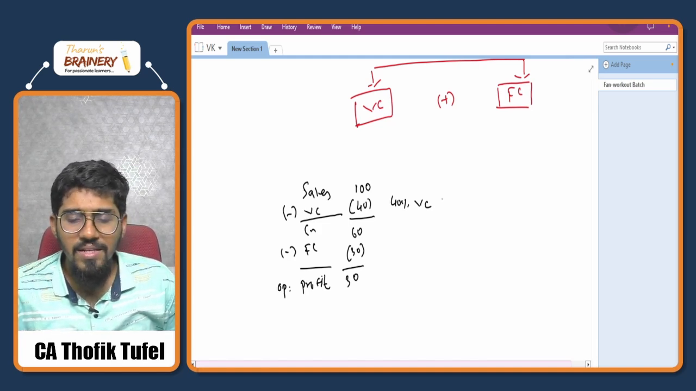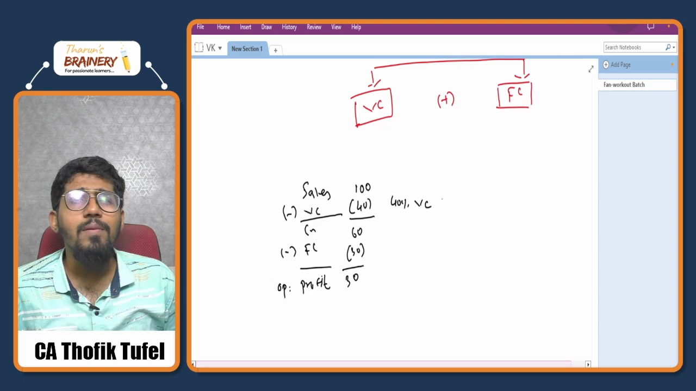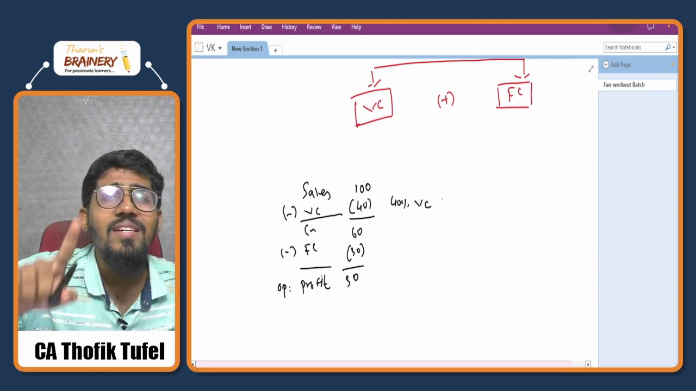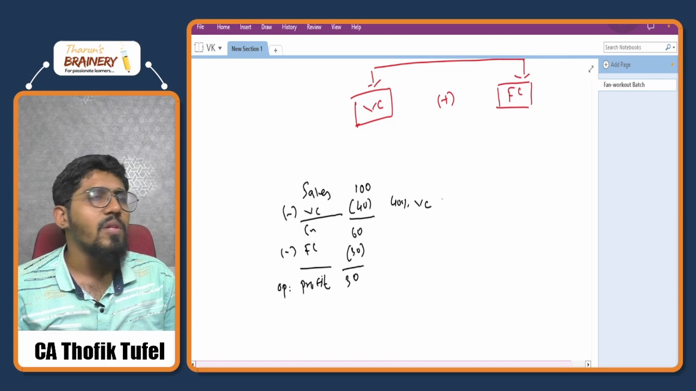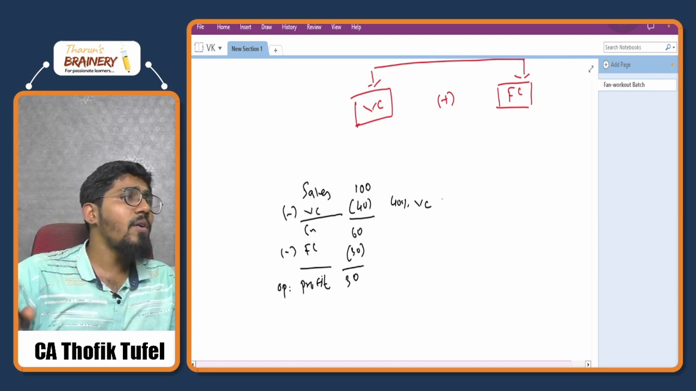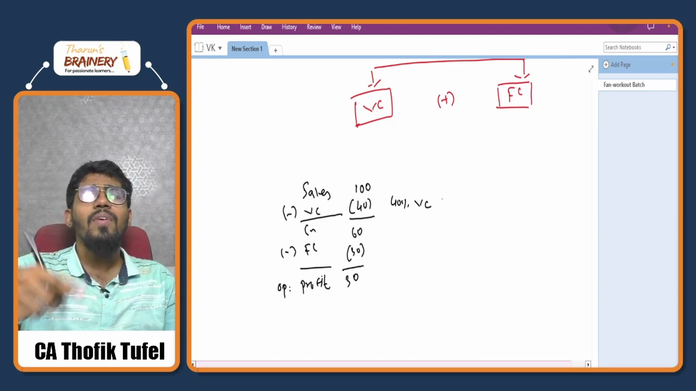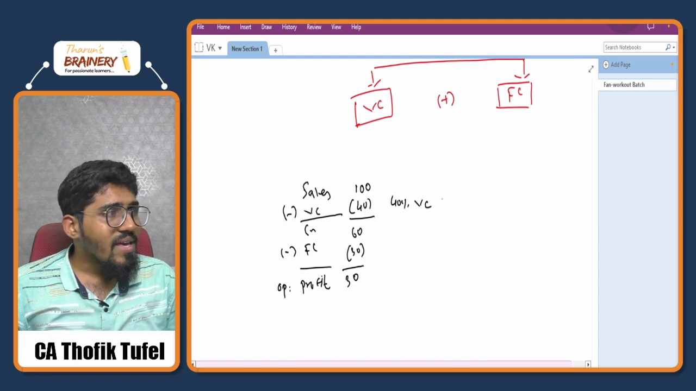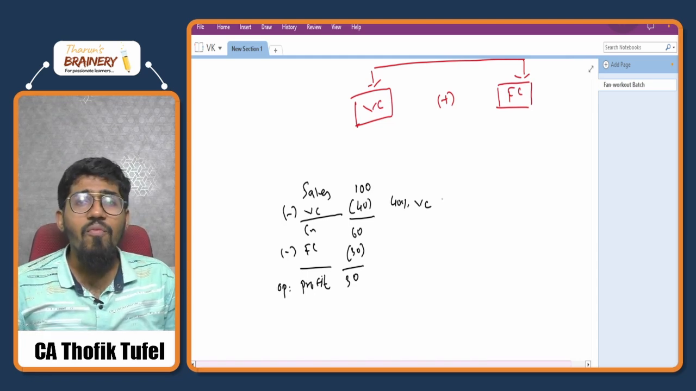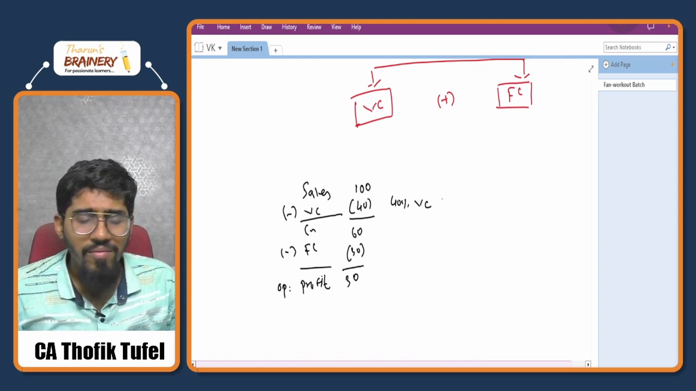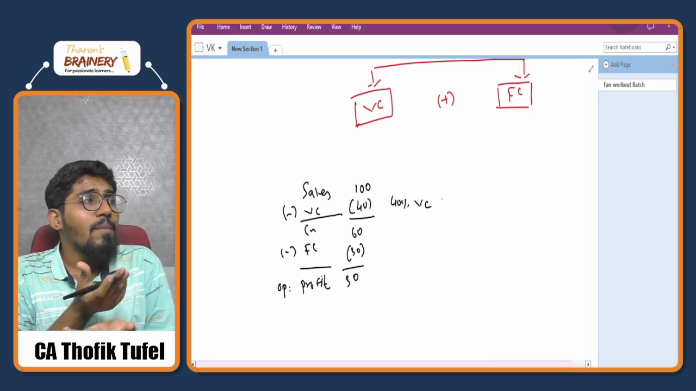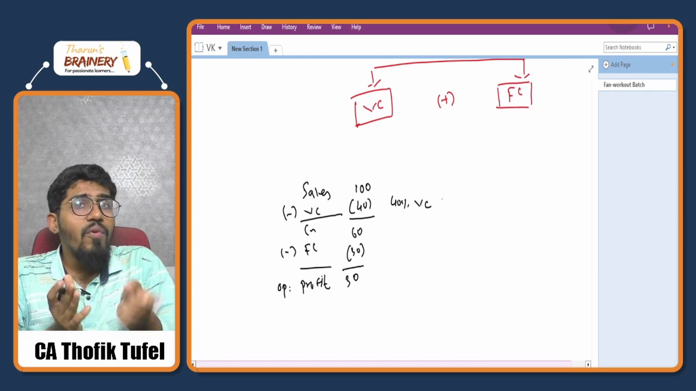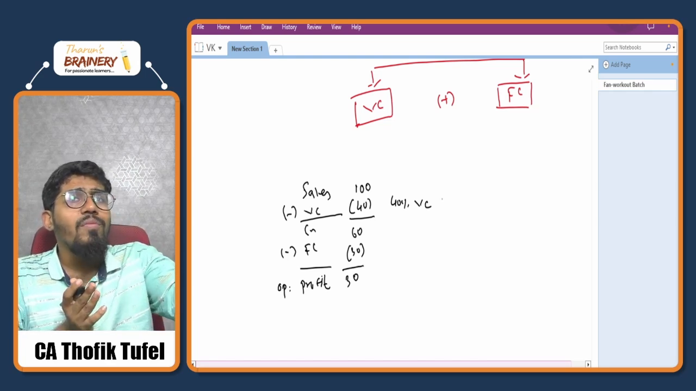So 40% is my variable cost. What does it mean? If I am making a sale of 10 rupees, 40% of 10 rupees will be my variable cost. If I am making 100 rupees of sales, 40% of 100 rupees will be my variable cost. If I am making 1000 rupees of sales, 40% of 1000 rupees will be my variable cost. Sir, what does it mean? For 100 rupees of sales, 40 rupees will be the variable cost. So the remaining amount that I will have is 60 rupees. For 10 rupees of sales, 4 rupees will be the variable cost.